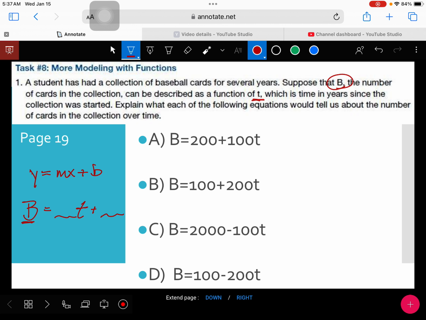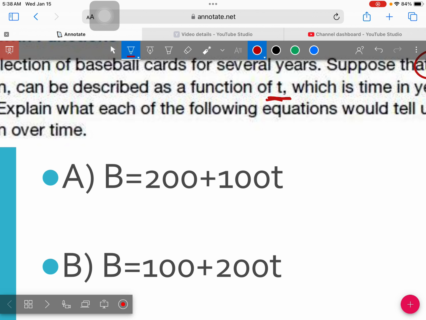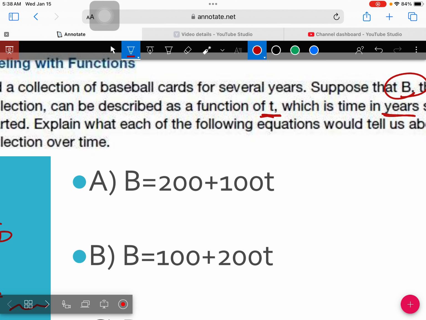If you're thinking about the y-intercept, it is when x, or in this case t, is equal to 0. So it would be at the very beginning of that collection. Okay? So let's take a look. Problem A says the number of cards that I have is equal to 200 plus, over time, which is in terms of years, 100t.